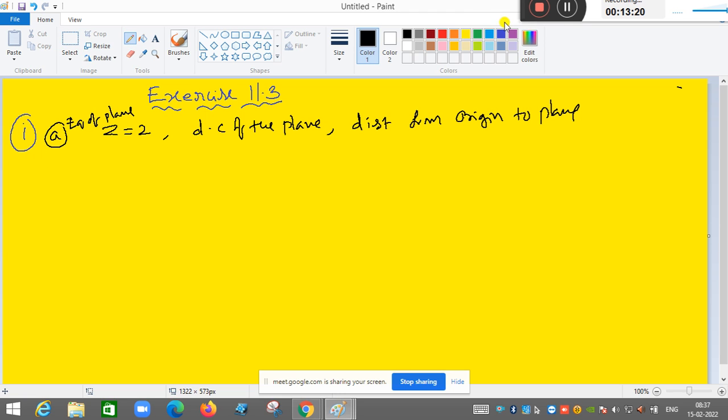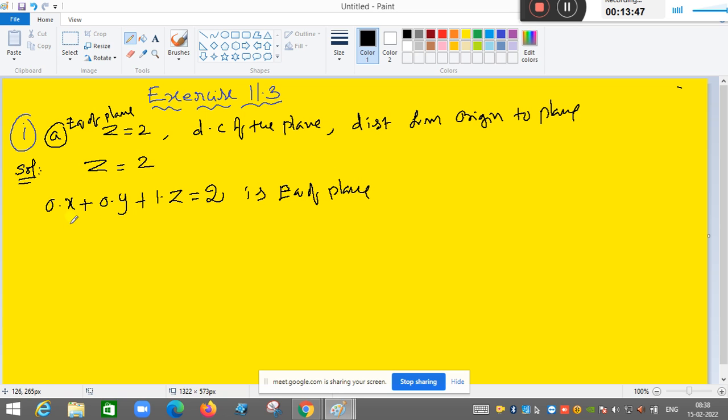Okay? This is the equation of a plane. How? See, z equal to 2 can be written as 0 into x plus 0 into y plus 1 into z equal to 2. This is the equation of the plane. From this we conclude the direction cosines, not of the plane but of the normal to the plane. This we have to find.